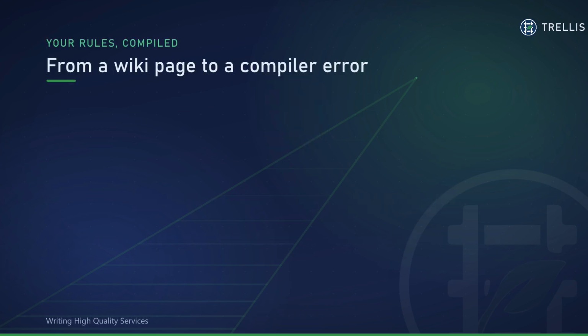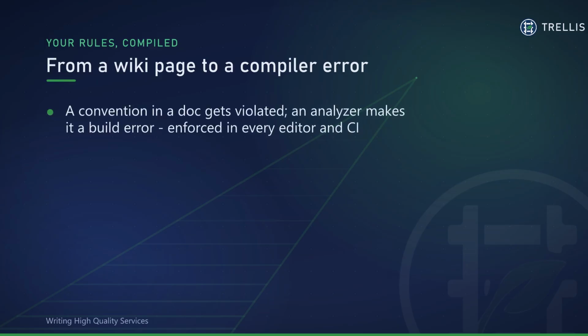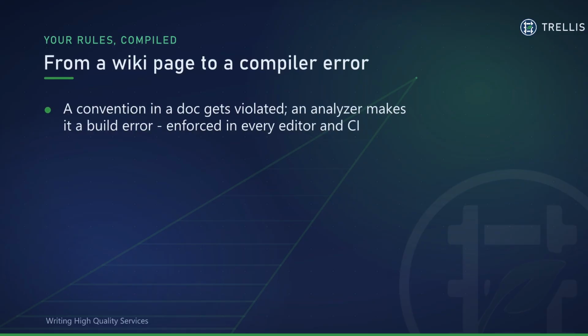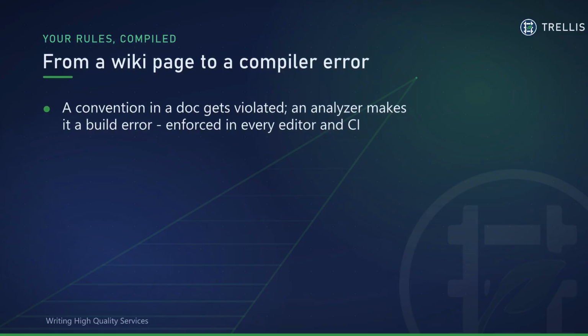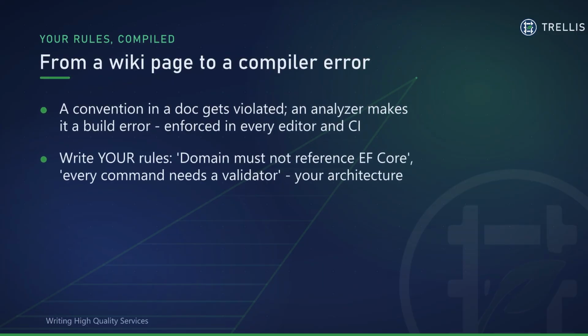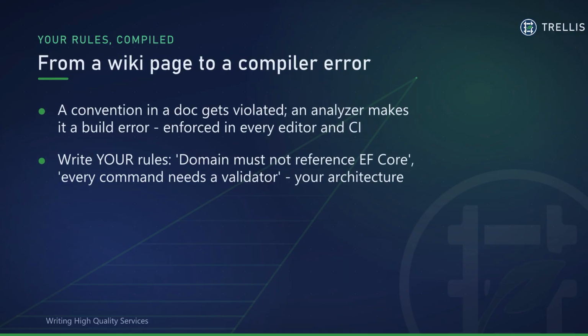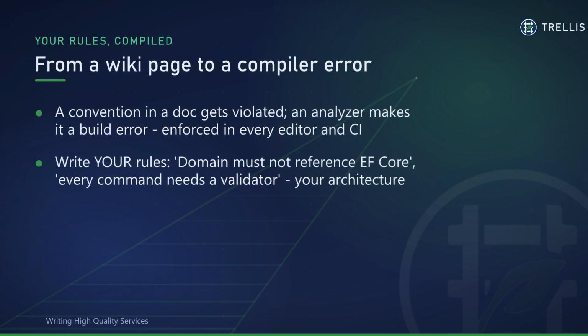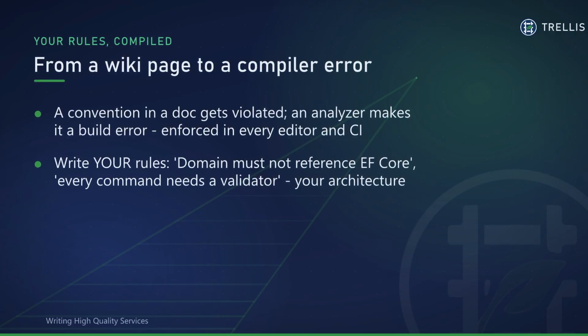Three ideas. First, a convention that only lives in documentation gets violated by a new hire, by you on a Friday, by an AI that never read the wiki. An analyzer makes that convention a build error instead, enforced automatically, in every editor and every pipeline, no reviewer required. Second, these are your rules. Trellis enforces its rules. You enforce yours. Your domain must not reference Entity Framework. Every command needs a validator, whatever your architecture demands.